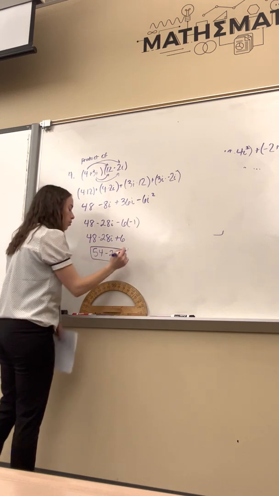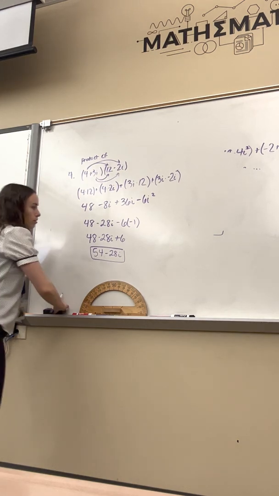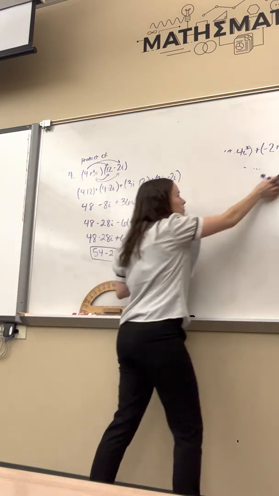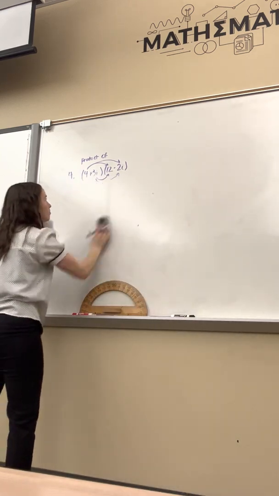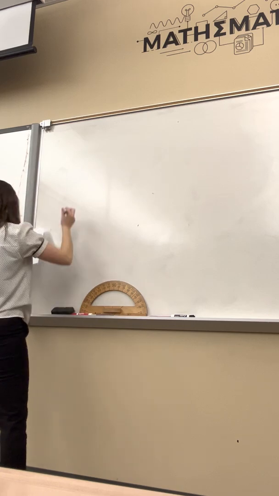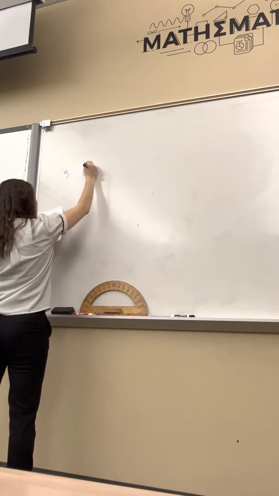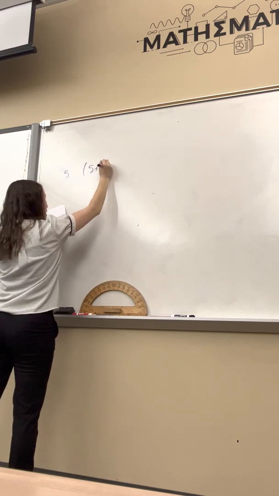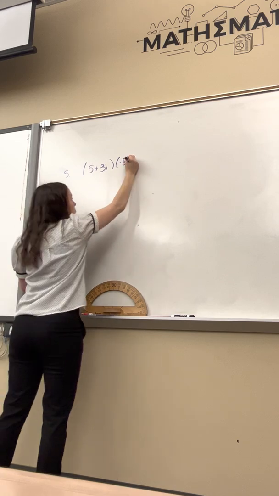So that was one of the more complex problems, which is why I chose to do that with you guys. And then I just have one final example, and it is 5 plus 3i times negative 8 plus 2i.